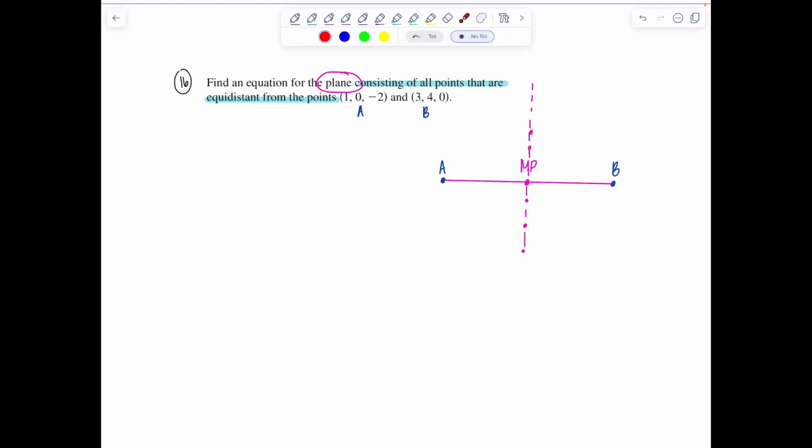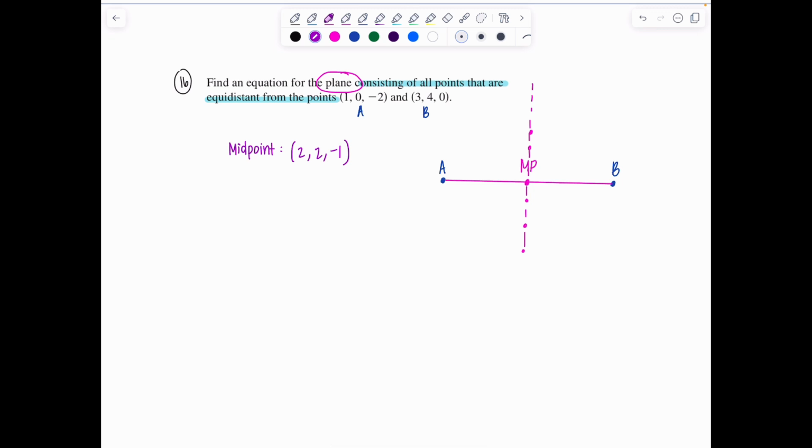Well, right here, if I get the midpoint between A and B, that's definitely on our plane. So what's the midpoint? Just average the coordinates. 3 plus 1 divided by 2 is 2. 0 plus 4 divided by 2 is 2. And then negative 1.